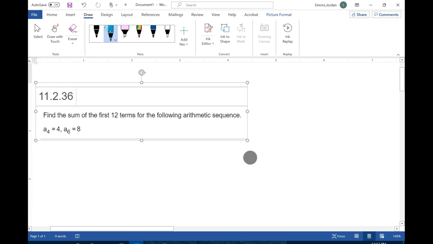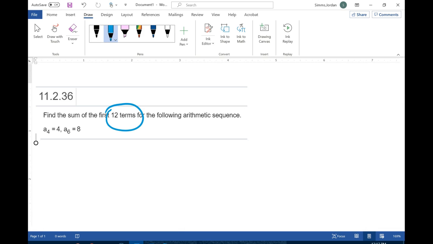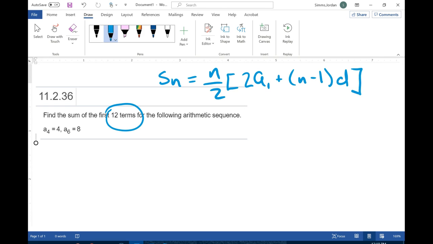We're going to just think about this as a pattern, because really we're asked to find the first 12 terms. We can use our little formula. Remember, the sum of the first n terms in an arithmetic sequence can be found by taking n over 2 times 2 times a1, so we need to know what a1 is, plus n minus 1 times d. That's the formula we want to get at today, right?